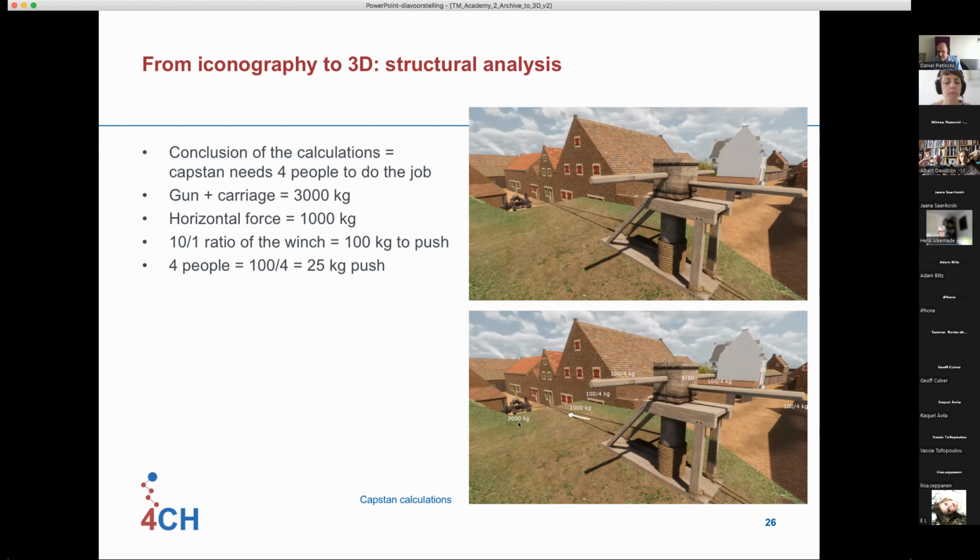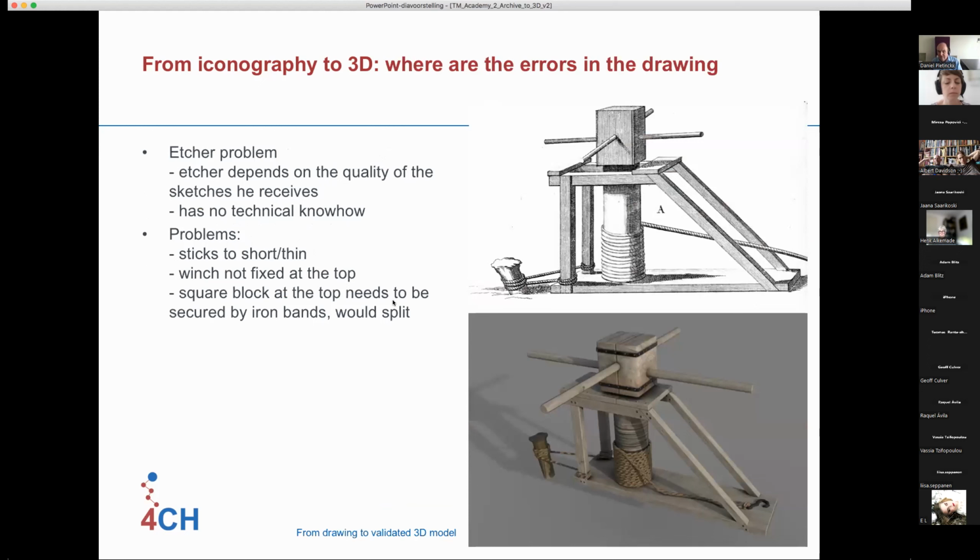So this is validating, but look at the drawing. And this is the etcher problem. The guy who was doing the etching probably got a sketch, a poor sketch probably, and so this sketch is full of problems. One, with these kind of small batons, you don't do the job. These simply are too short and too small, too thin. So if you would try to do it, they would break immediately.